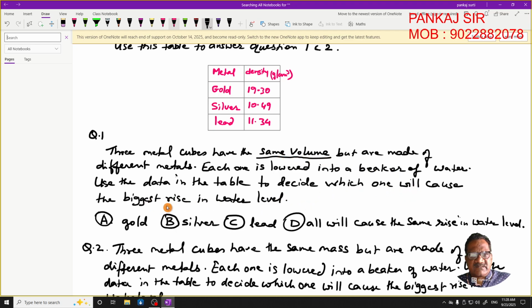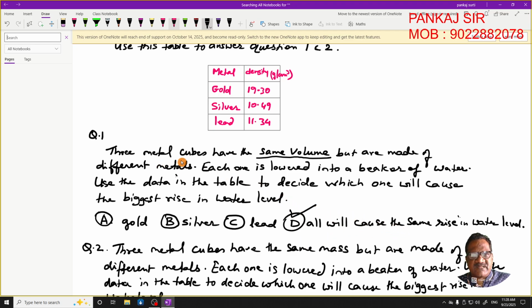So the biggest rise in the water level when you put those cubes into the beaker containing water, what will be the rise in the level? So biggest rise in the water level will be in which case? So A is gold, B is silver, C is lead and D is all will cause the same rise in water level. So the answer is, according to me, the answer is D. Okay, this one. I'll tell you why.